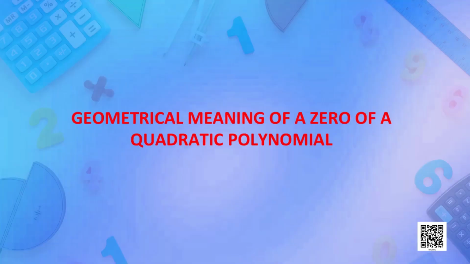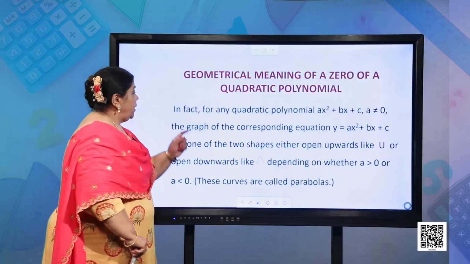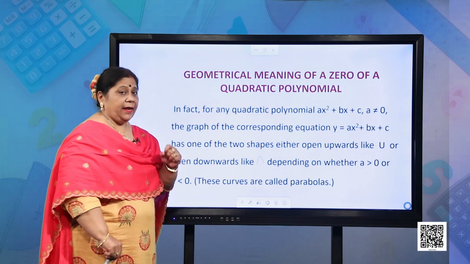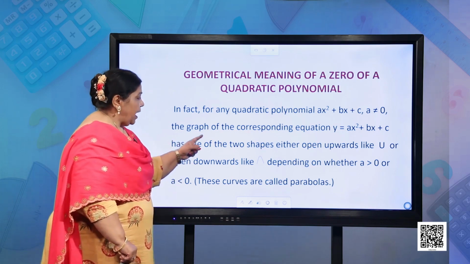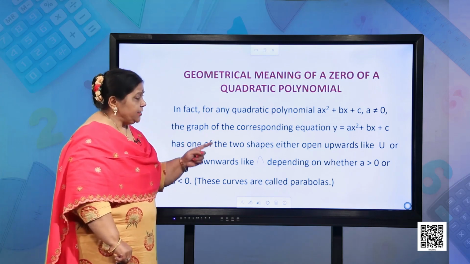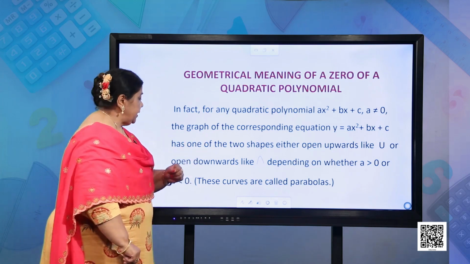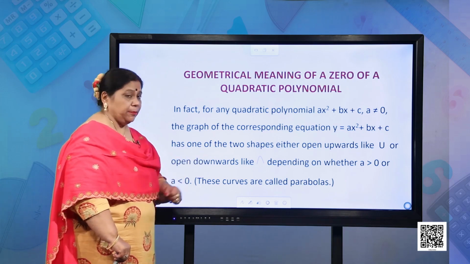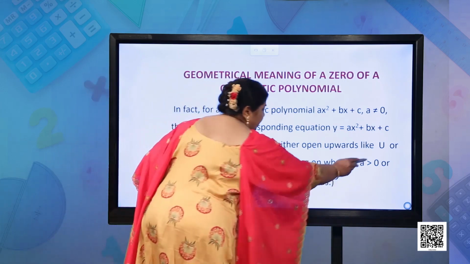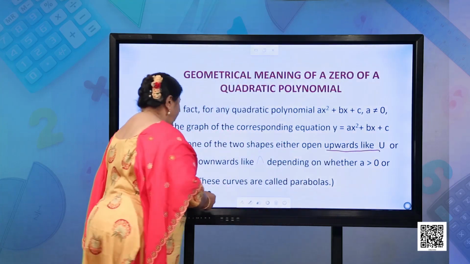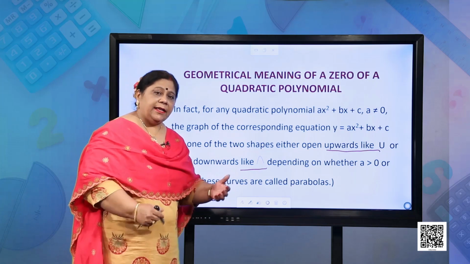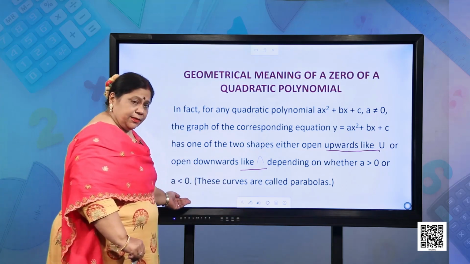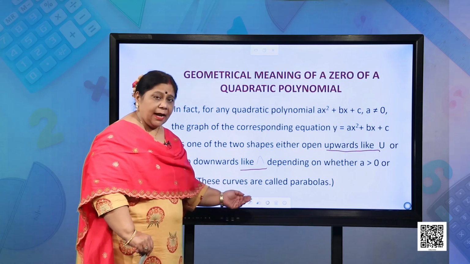So, now let us look into the geometrical meaning of a 0 of a quadratic polynomial. In fact, for any quadratic polynomial ax square plus bx plus c where a is not equal to 0, the graph of the corresponding equation y is equal to ax square plus bx plus c has one of two shapes, either open upwards like a U or open downwards like this, depending on whether a is greater than 0 or a is less than 0. These curves are called parabolas.